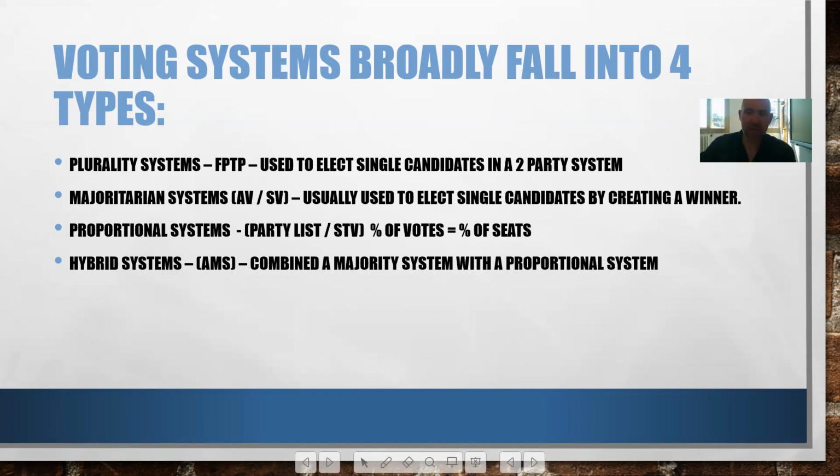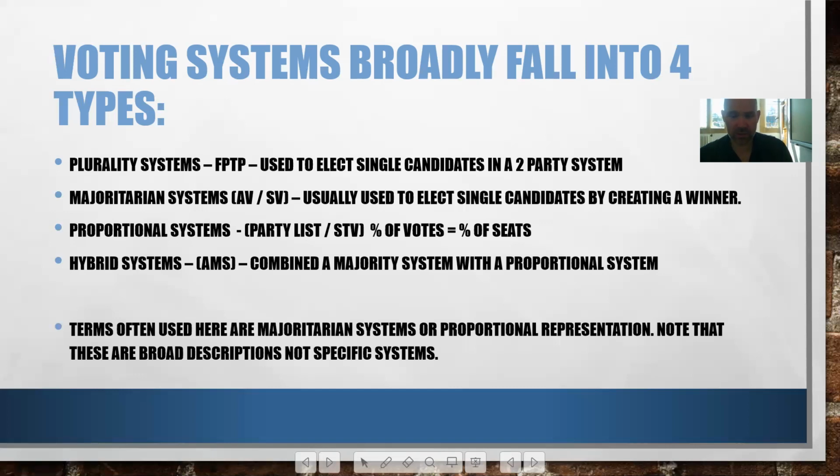And this is where a proportional system could be useful, where you have multiple parties all competing in a particular area or a particular country. And I'm hoping to kind of illustrate these points with examples as we go forward. But I'd like you to understand that there's, broadly speaking, four types, and that different systems are used for a reason. Depending on where we are and what we're trying to elect, we might use different systems.